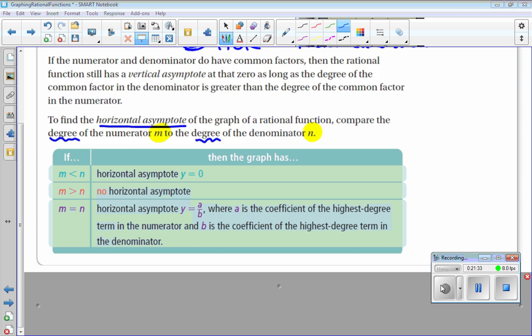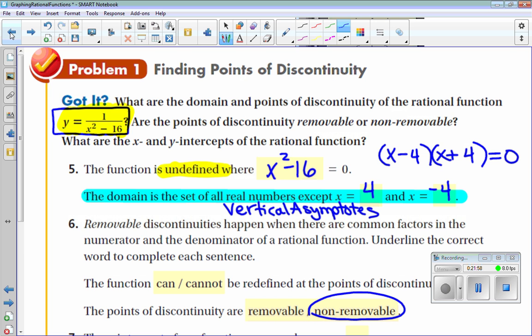Okay? So if the top degree is less than the bottom degree, then there is a horizontal asymptote at y equals 0. The degree of the bottom is bigger than the degree of the top. Did that happen in the one we just did? Let's look at the question.